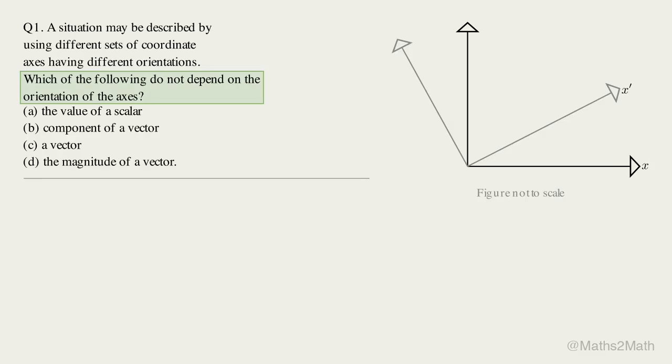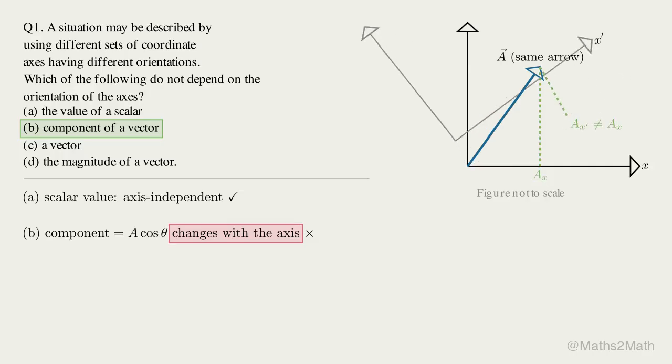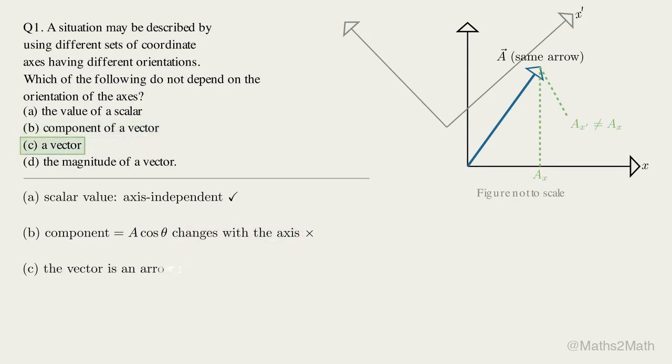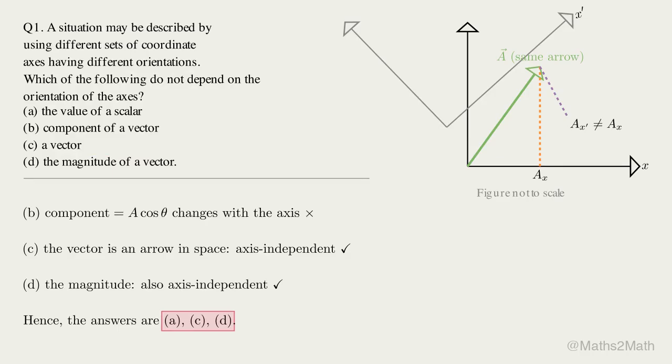We must test each. A scalar has no direction, so its value cannot depend on how we orient axes. Option A is correct. A component is a projection onto an axis. Rotate the axis and the projection changes. Option B depends on orientation. The vector itself is an arrow in space. It exists before any axes are drawn, so option C is correct. And its length does not care how we tilt the axes either. Option D is correct. Hence, the answers are options A, C, and D.